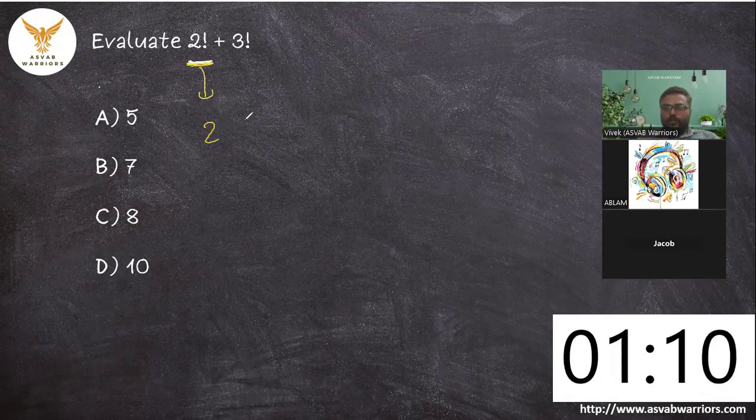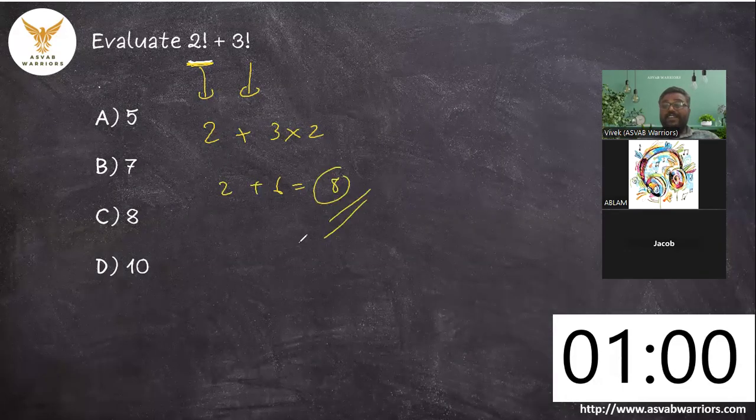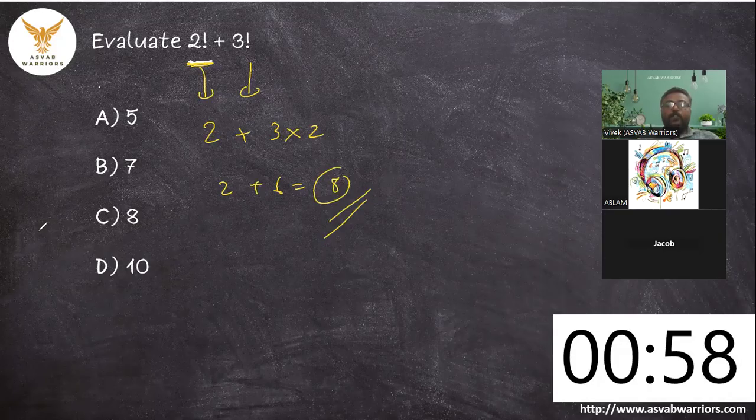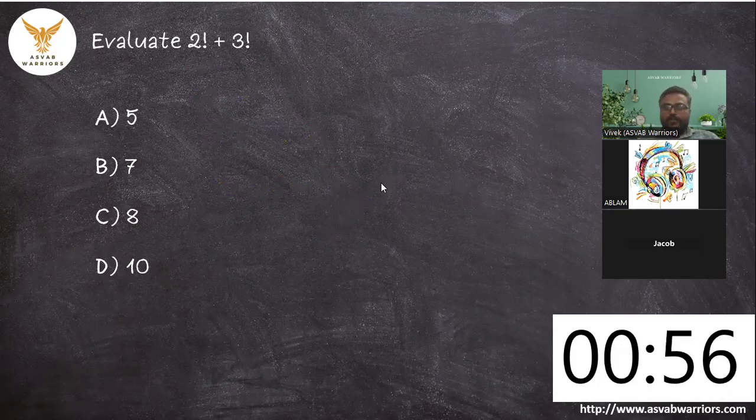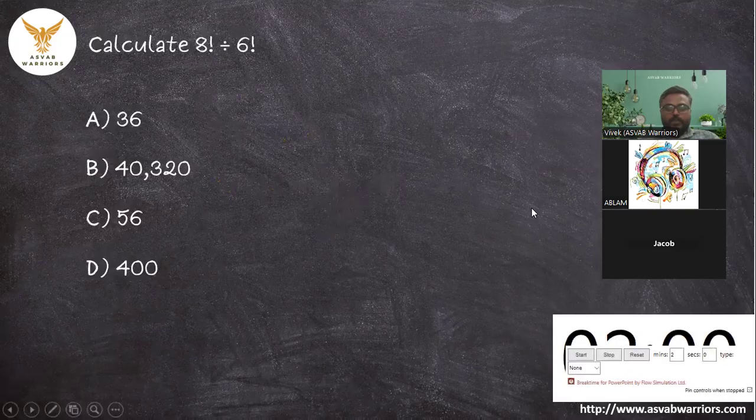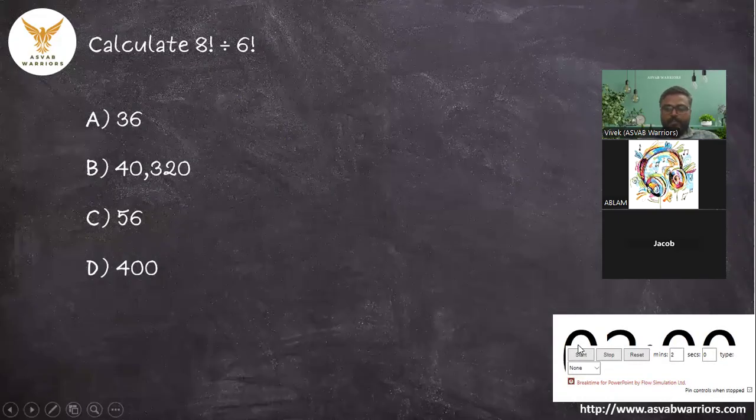Factorial of 2 is nothing but 2. Factorial of 3 is nothing but 3 times 2 times 1. I'll just not write down the multiplication of 1. So we have 2 plus 6, which is nothing but 8. So Ablam, you got it right, buddy. Awesome. Let's move on to the next question. Ablam, can you divide this? Your time starts now.